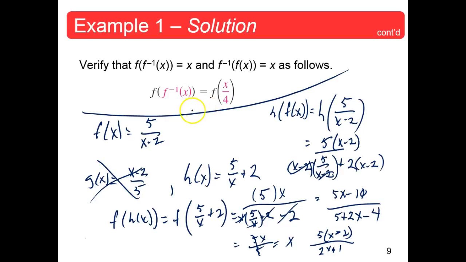This is a little more complicated than I thought. Let's do it this way. 5x over 2x plus 1 minus 10 over 2x plus 1. Is that going to help us any? Frankly, I don't see it does.